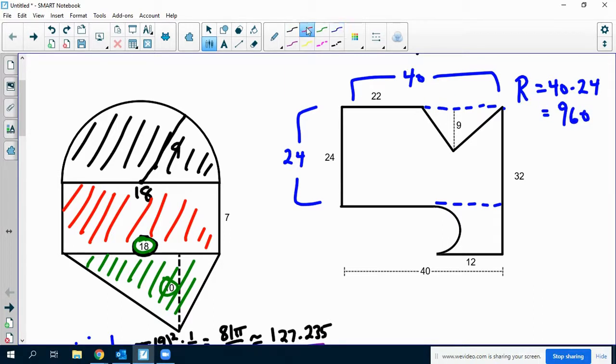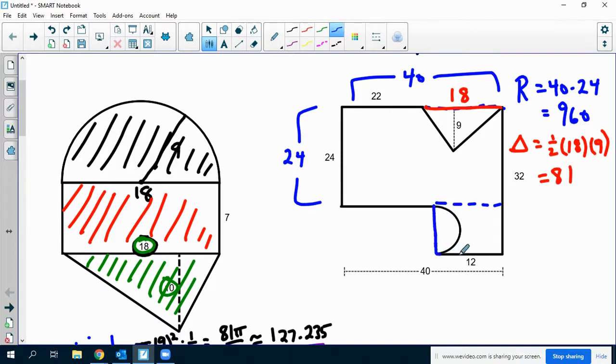Then I have this triangle that I have to subtract. In order to get the area of that triangle, I have to figure out what this length is. Well, if the whole thing is 40 and this part is 22, then I do 40 minus 22 to get that length, which is 18. So the triangle is 1/2 times 18 times 9 for that area. So the area of the triangle is 81. So I'm going to have 960, and I have to subtract 81.